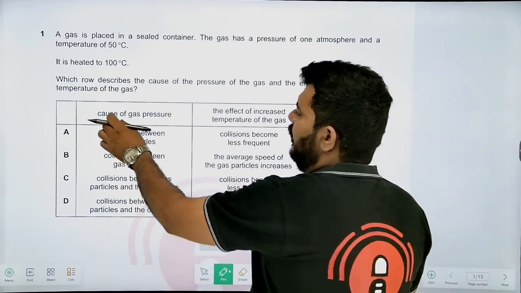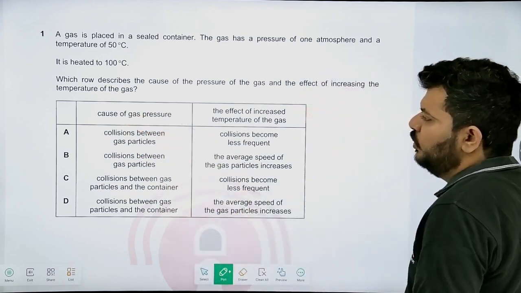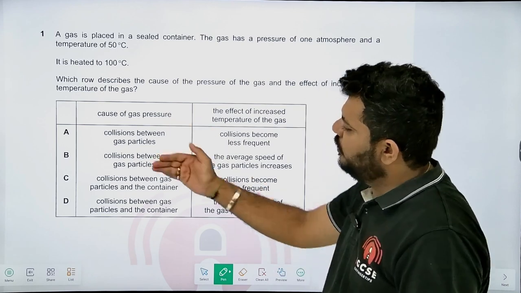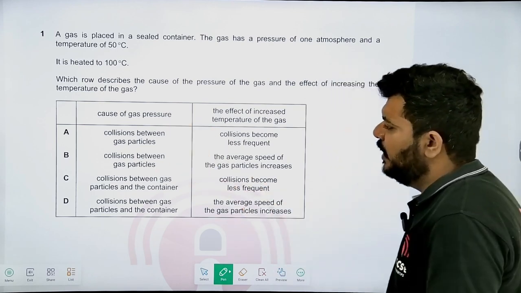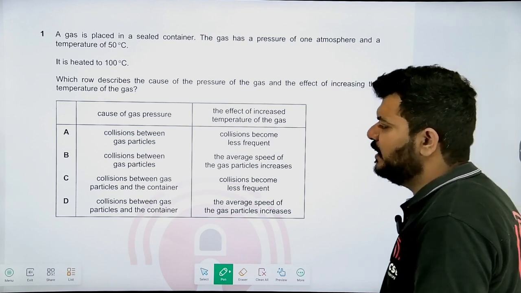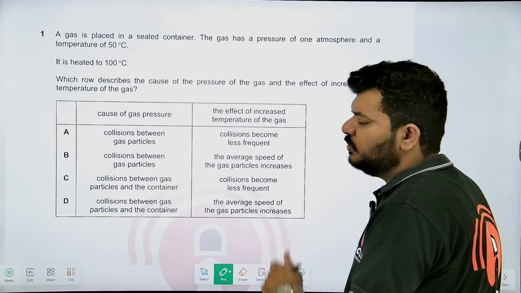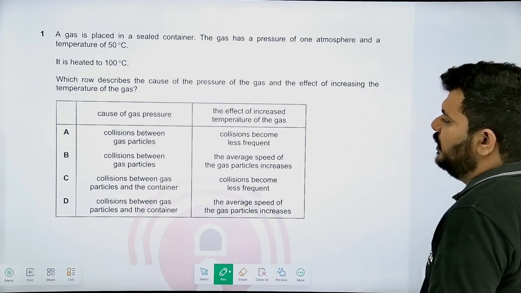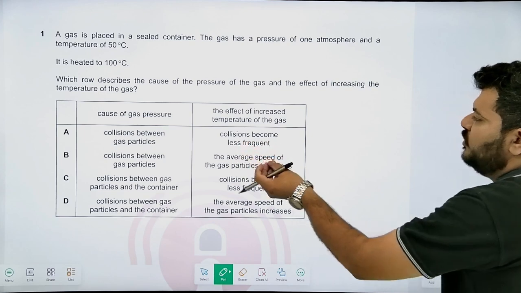Okay. Cause of gas pressure, collision between gas particles. That is already happening, right? So I can skip option A and B. Let's look at C. Collision between gas particles and the container, right? So both of these combine and exert pressure. Now, what happens when you increase the temperature?